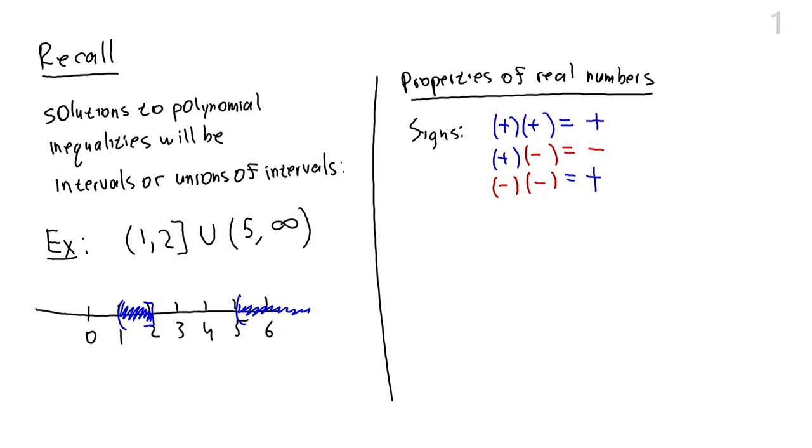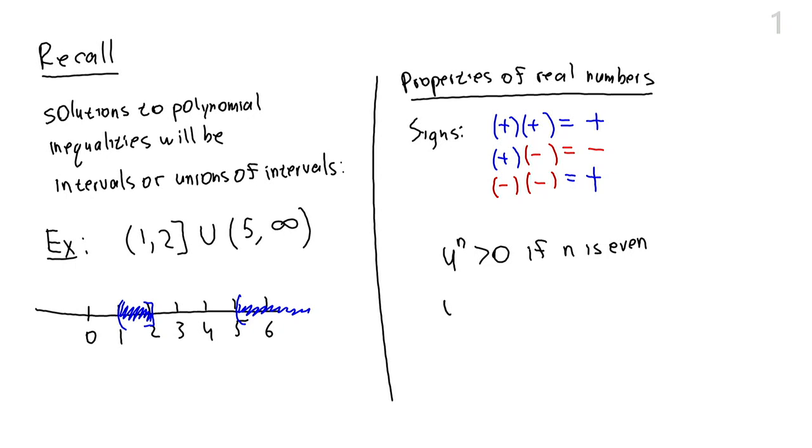Another fact about signs is what happens to signs when we take them to powers. So if we have something, let's call it u, to a power n, then it's always going to be positive if n is even. So things to even powers are positive. For example, u squared, something squared, is always positive. Something to the power of 4 is always positive.